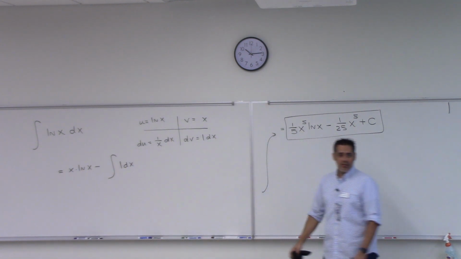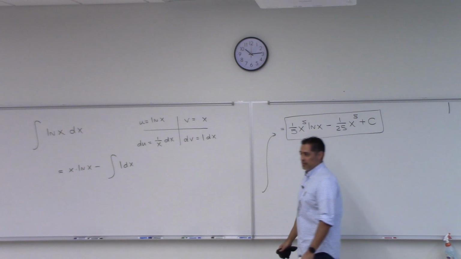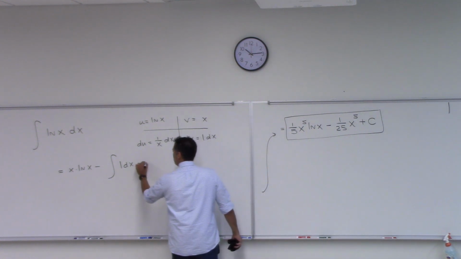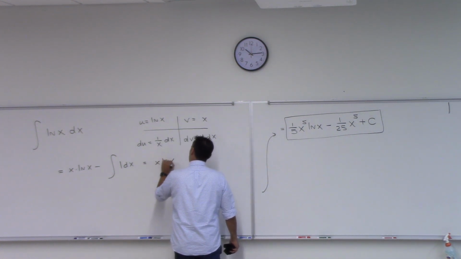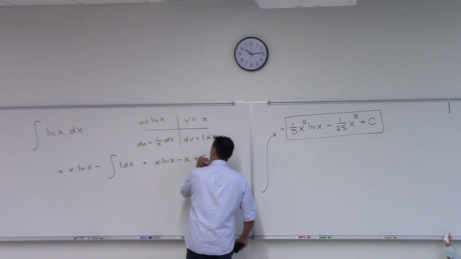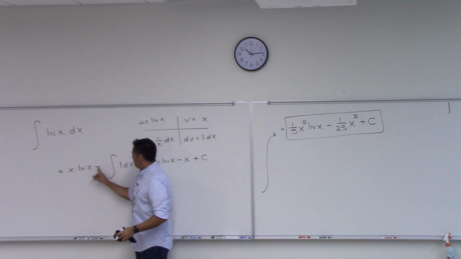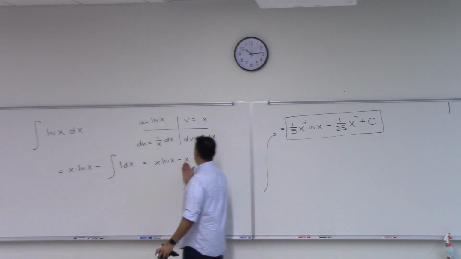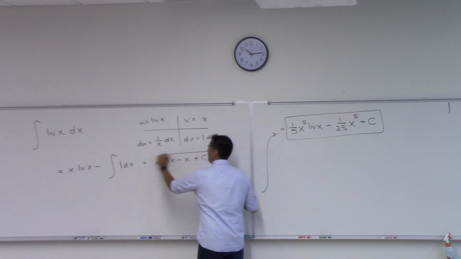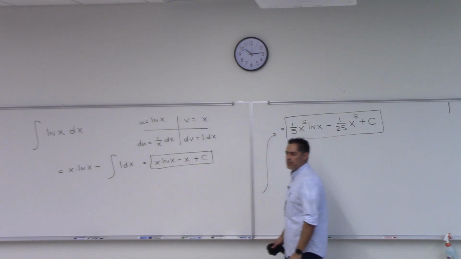Can you find the antiderivative of 1? x, right? So this is just x ln x minus x plus c. x ln x minus the antiderivative of 1, which is x, plus c. There it is. That's the antiderivative of natural log of x.